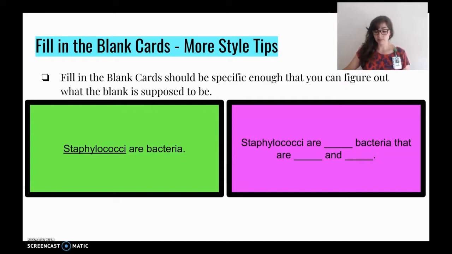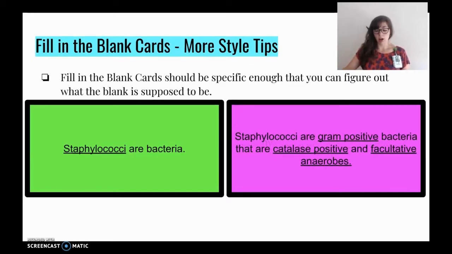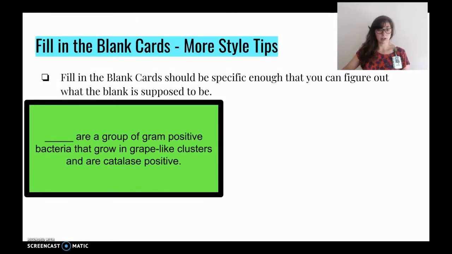Similarly, this pink card, Staphylococci are blank bacteria that are blank and blank. You'd have to be a mind reader or a psychic or something in order to know that the correct answer are gram-positive, catalase positive, and facultative anaerobes. We just didn't have enough clues to be able to figure out what was supposed to go in each blank. So we have to do something to fix these 2 cards. They are not acceptable. Okay, here's the correction.